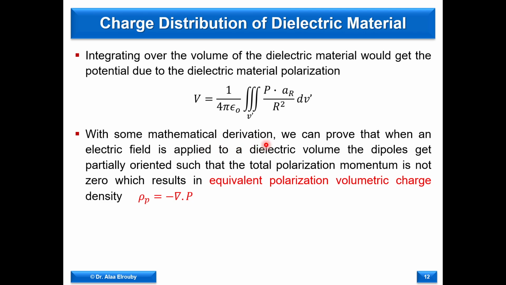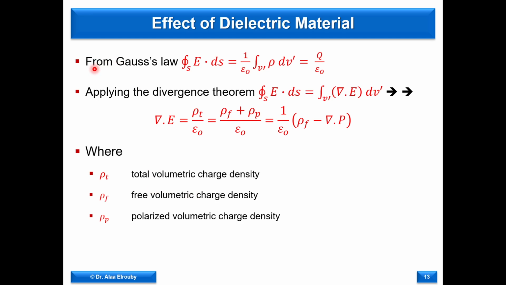With some mathematical derivation, we can prove that the volumetric charge density of electric dipoles is related to the polarization vector using this expression here. Of course, the volumetric dipole density is a scalar quantity. The polarization vector is a vector. The divergence of a vector is a scalar. Okay, so back to Gauss's law.